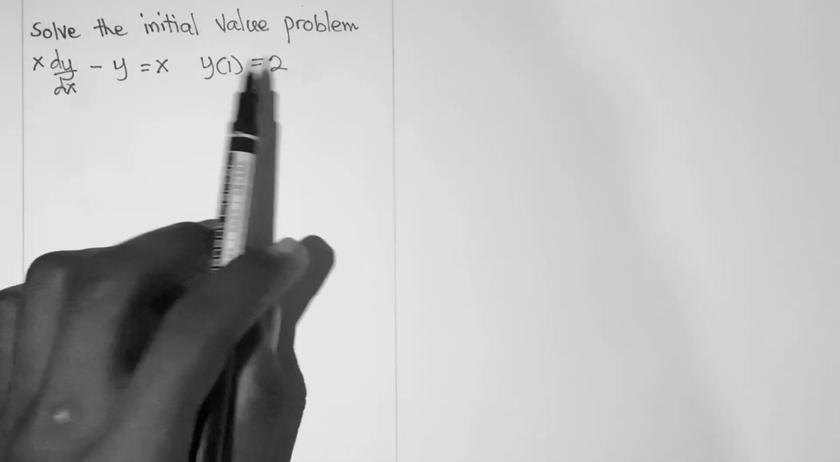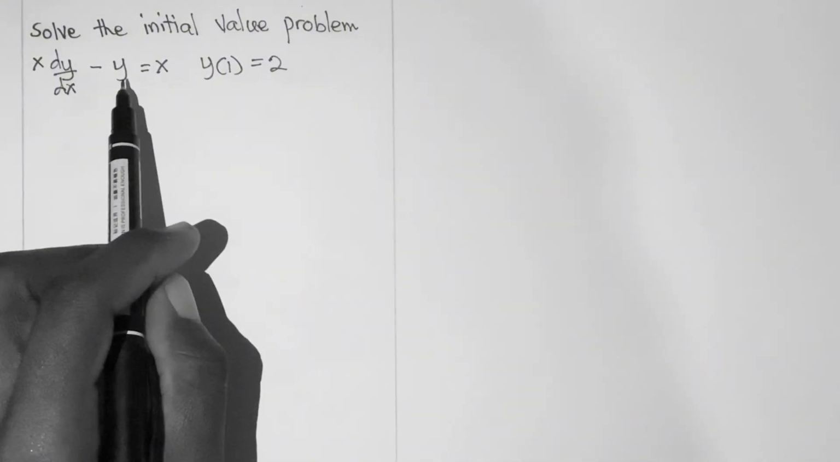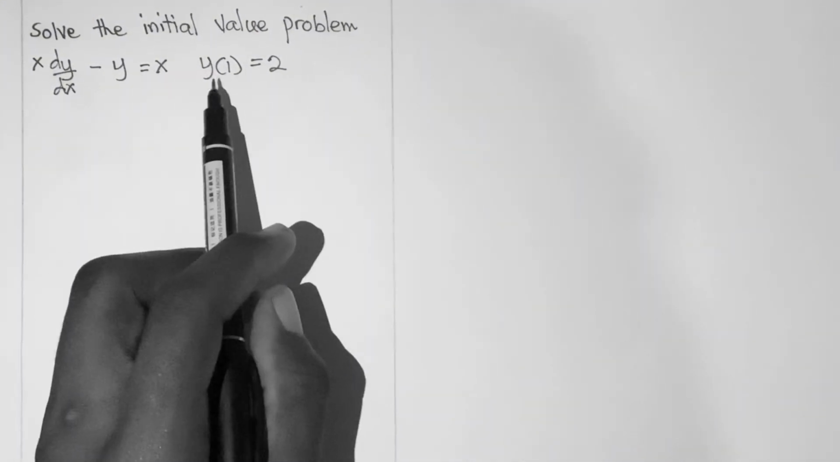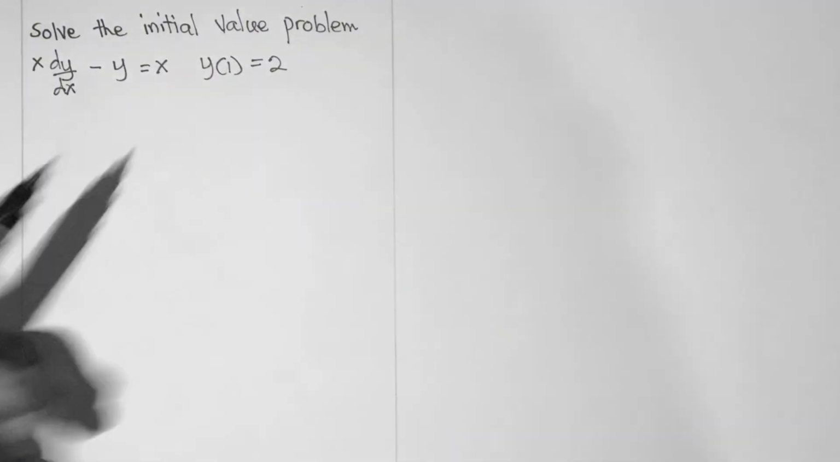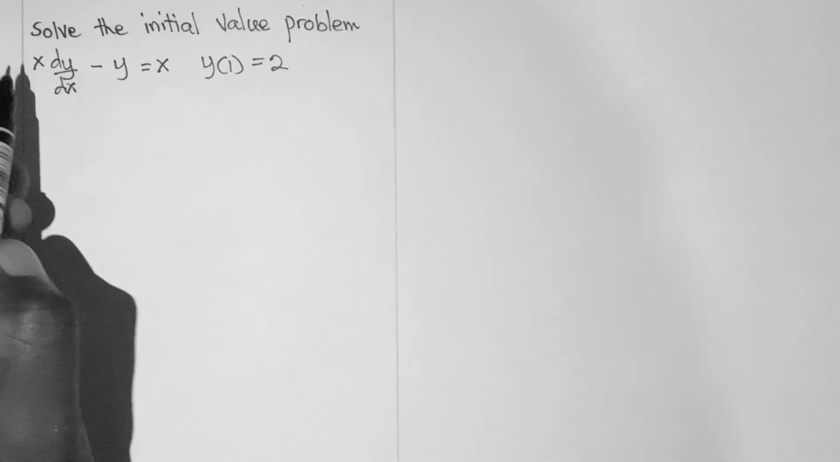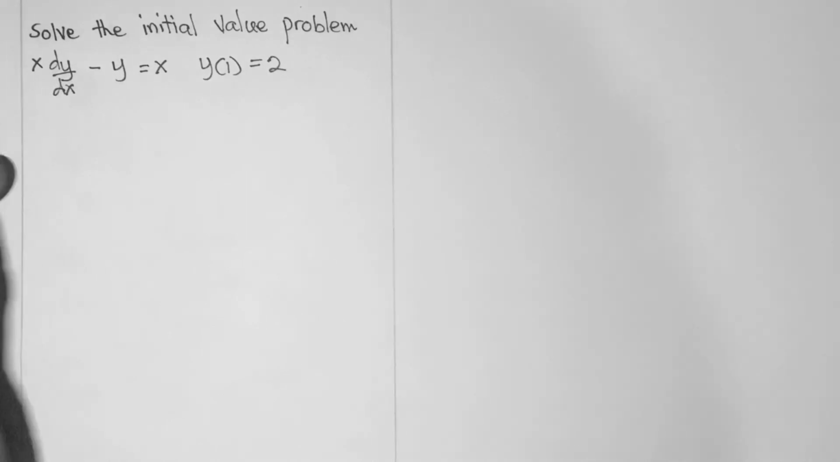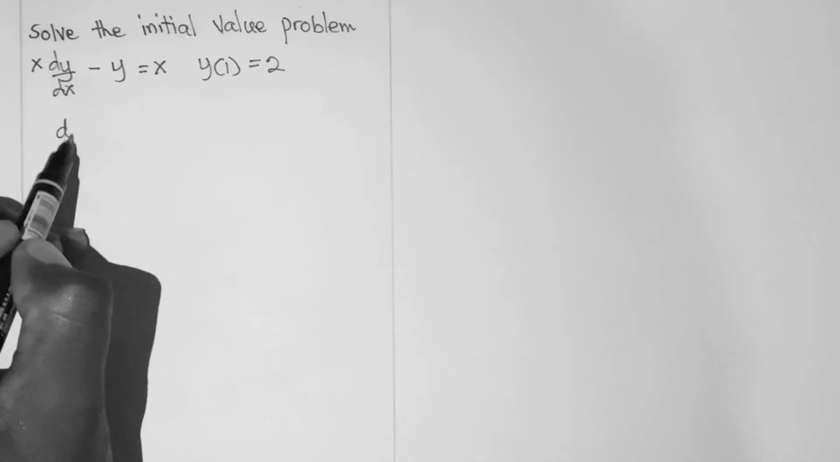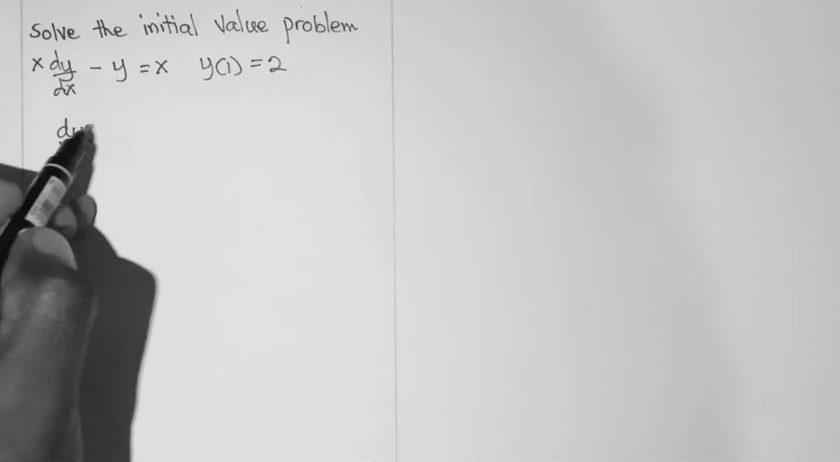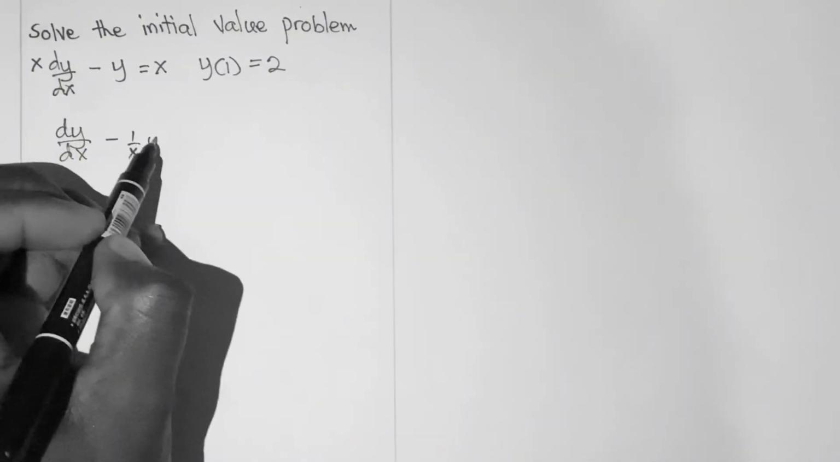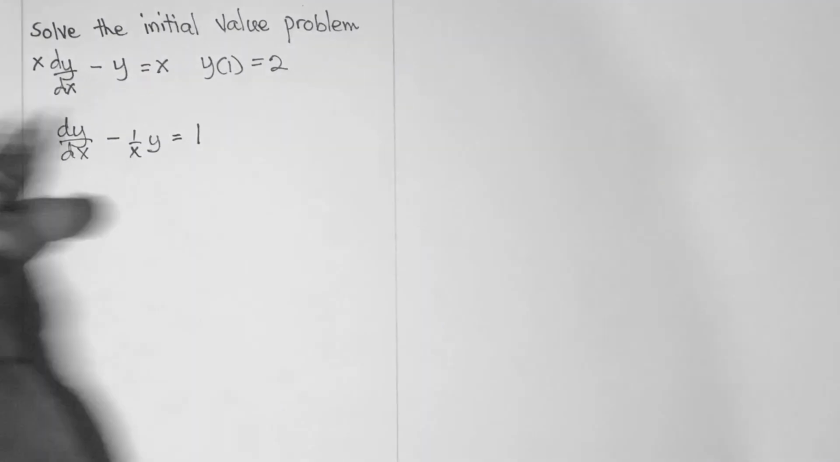Solve the initial value problem. x dy/dx minus y is equal to x. The boundary condition is y(1) is equal to 2. So the first thing is to make the coefficient of dy/dx 1. So we do so by dividing through by x. So dy/dx then minus 1 over x y is equal to 1.